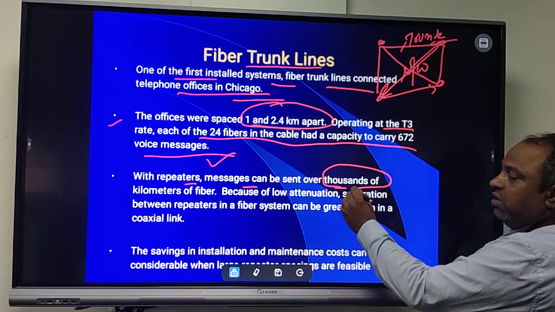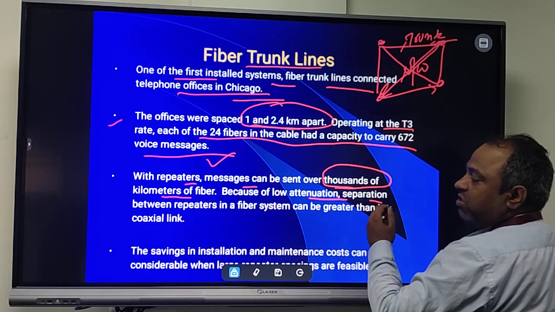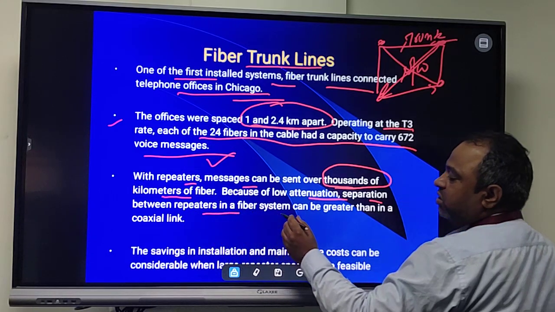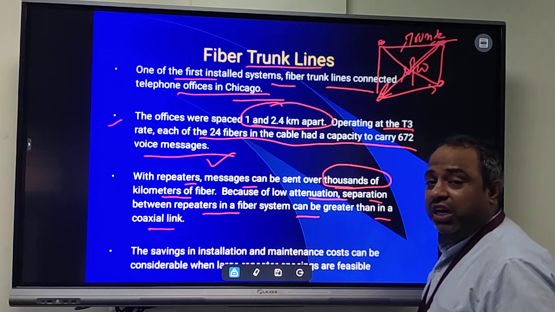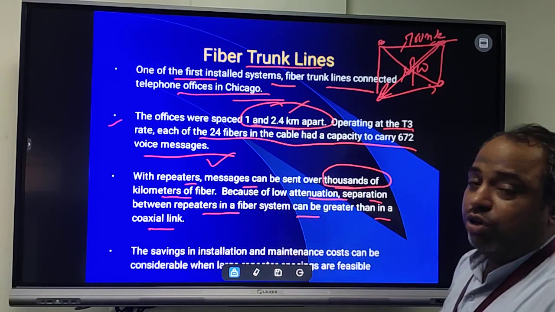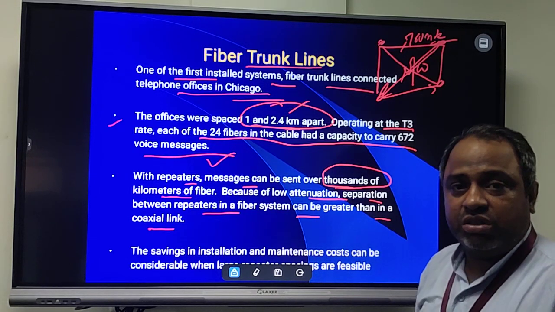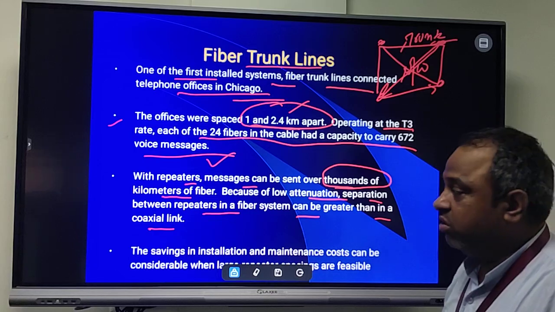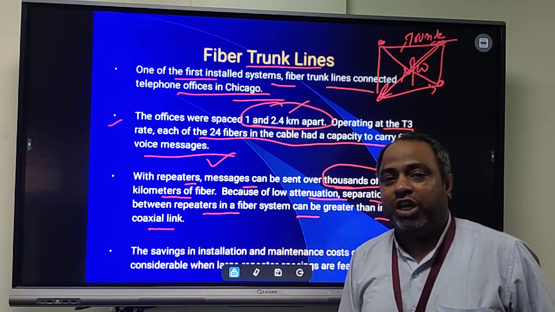Look at this, thousands of kilometers of fibers. Because of low attenuation, the separation between repeaters in fiber can be greater than in a coaxial cable. Definitely. Now the data will be going not for 2.4 kilometers. We can send data for 1,000 kilometers, maybe more than 1,000 kilometers, without any delay, without any lag, with the help of optical fibers.